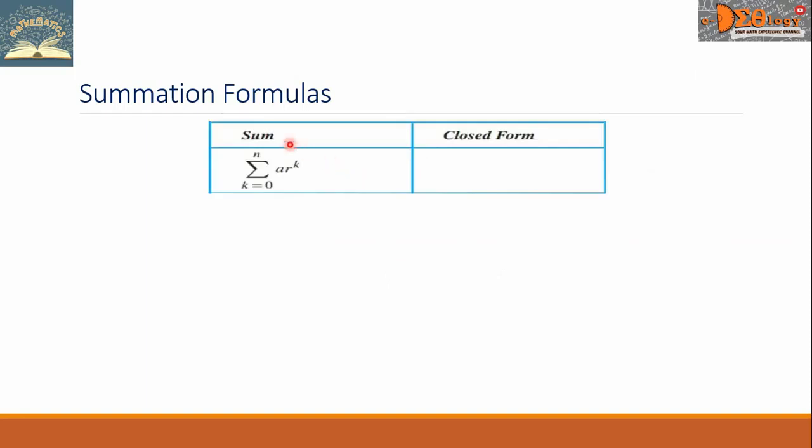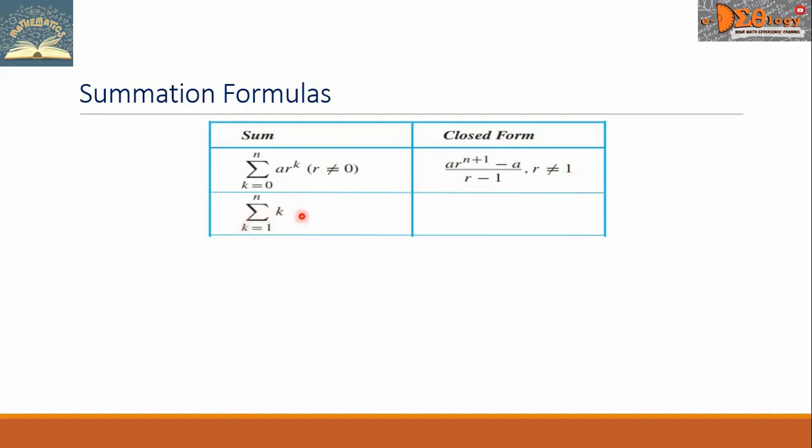Let's begin with the first summation. We have the summation of A times R raised to K, where K equals 0 up to N. There's one condition that R is not equal to 0, and the closed form will be like this. In here, R should not be equal to 1.